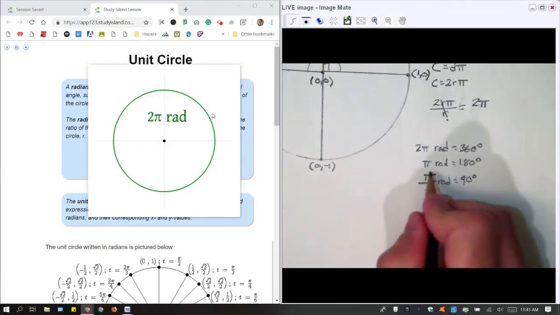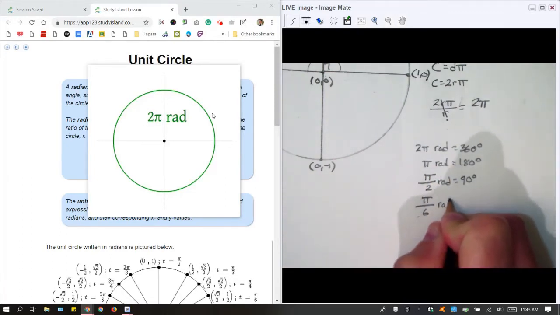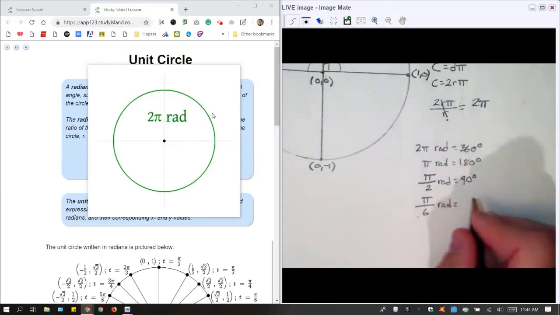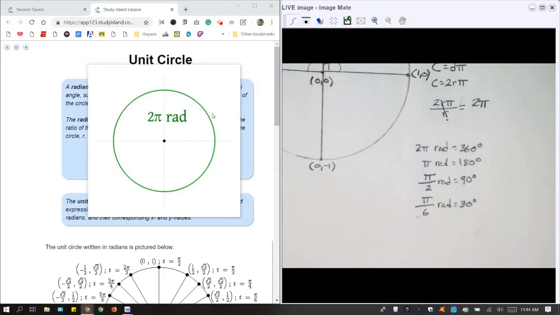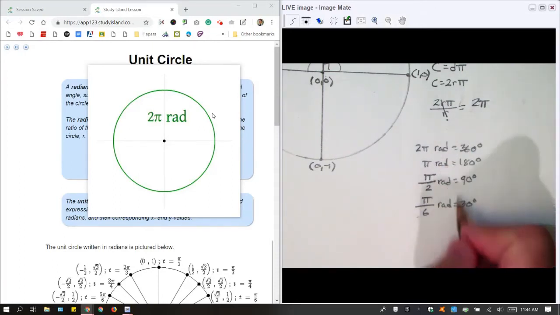Well, what if you took pi and divided it by 6? Pi divided by 6 radians would be the same as 180 divided by 6, which is 30 degrees. So you can find out all sorts of measurements like this. You can convert your radians to numbers of degrees.